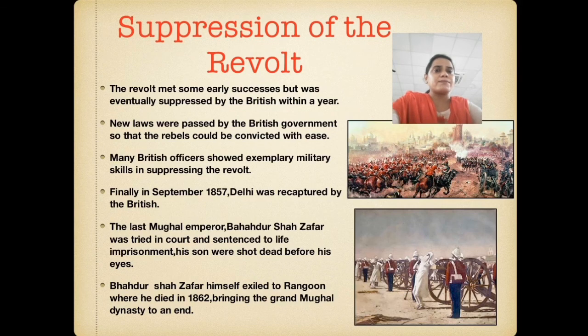Finally, in September 1857, Delhi was recaptured by the British. The last Mughal Emperor Bahadur Shah Zafar was tried in court and sentenced to life imprisonment. His son was shot before his eyes. Bahadur Shah Zafar himself was exiled to Rangoon, where he died in 1862, bringing the grand Mughal dynasty to an end.